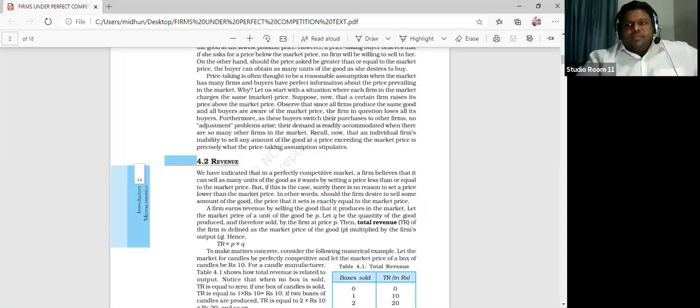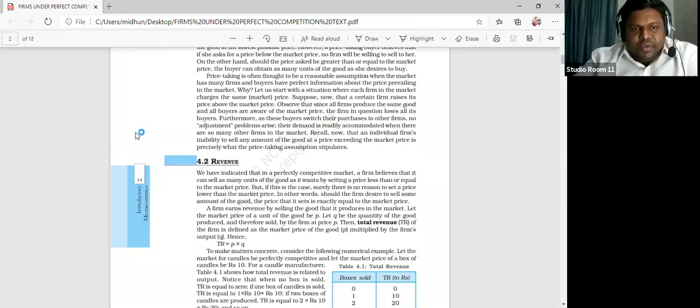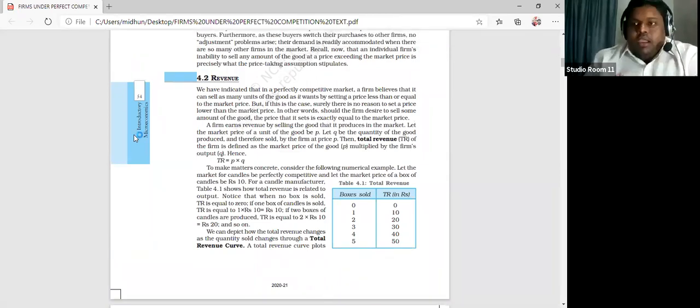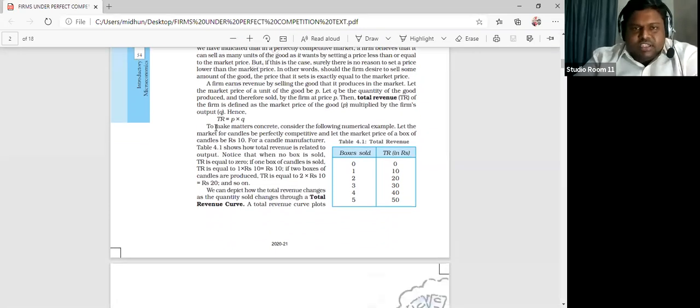It is important to understand the ideas of total revenue, average revenue, and marginal revenue. So we are going back to that chapter, Firms under Perfect Competition, page number 54, section 4.2 Revenue. Please understand this area properly, and only then are we able to discuss the revenue of firms under monopoly, monopolistic competition, or even oligopoly. Let me explain the things one more time.